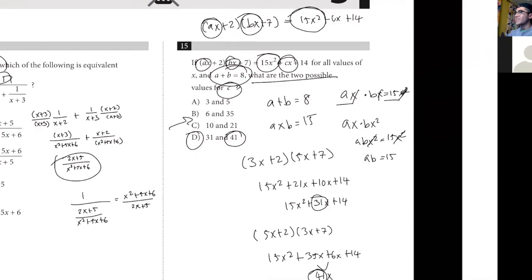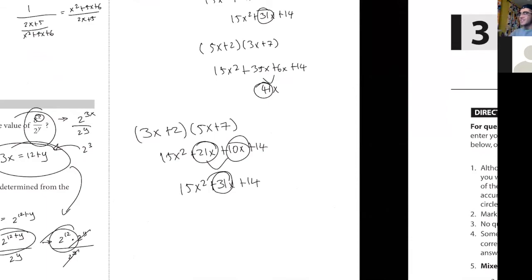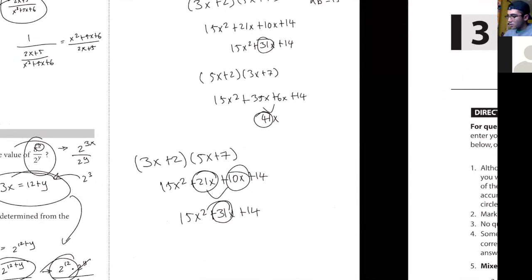Oh, okay, that makes a little more sense. All right, so this is the thing. When you have two like terms together, you want to combine them all the time, right? They're not two different values here, because you have to combine them. So we'll have 15x squared plus 31x plus 14.